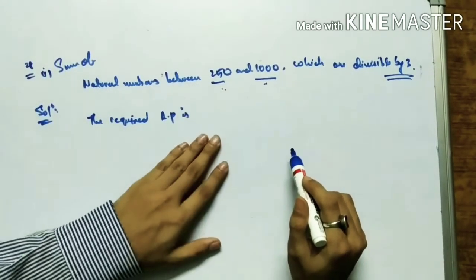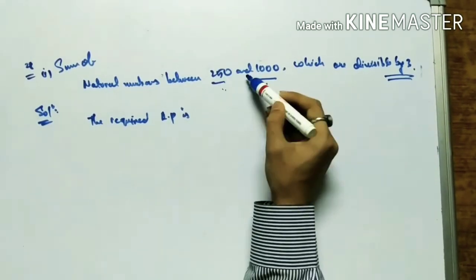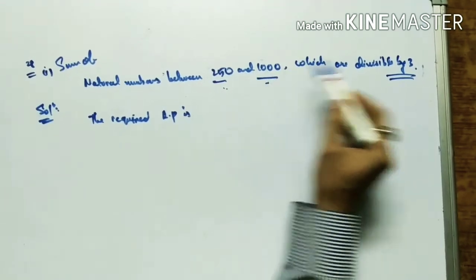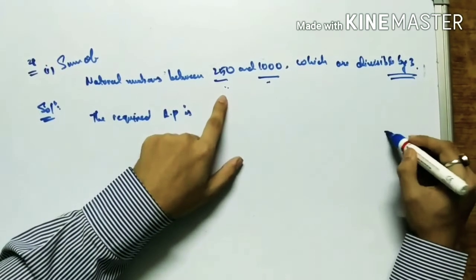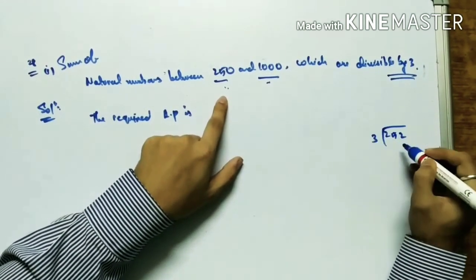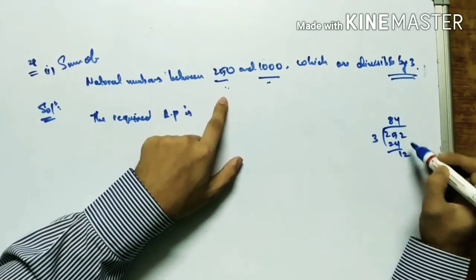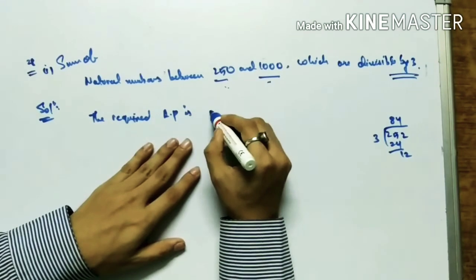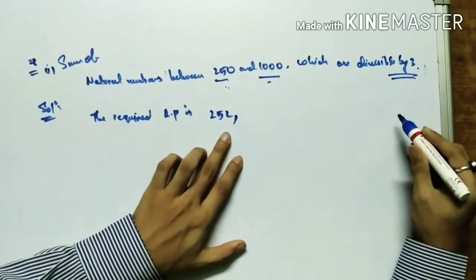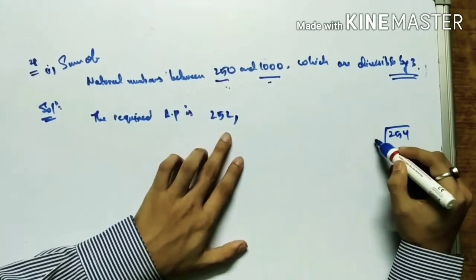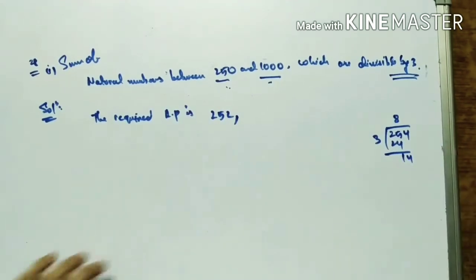So first of all, I will have to make an AP here, an arithmetic progression. After 250, I will have to check which is the first number that is divisible by 3. So 251, let's see if 252 is divisible by 3 or not. 3 8s are 24, 1 2 3 4, yes. So our first term in the series will be 252. Next comes 253, 254. Is 254 divisible by 3 or not? 3 8s are 24, 1 4. No, it is not divisible.